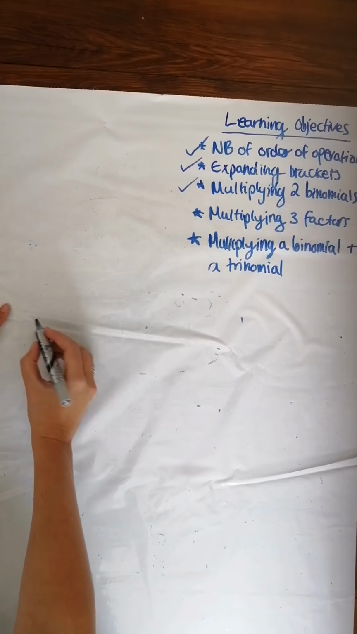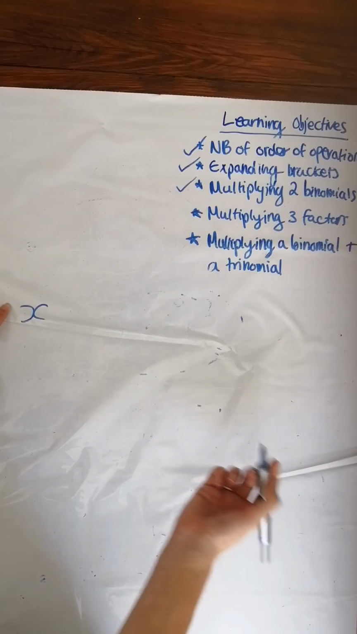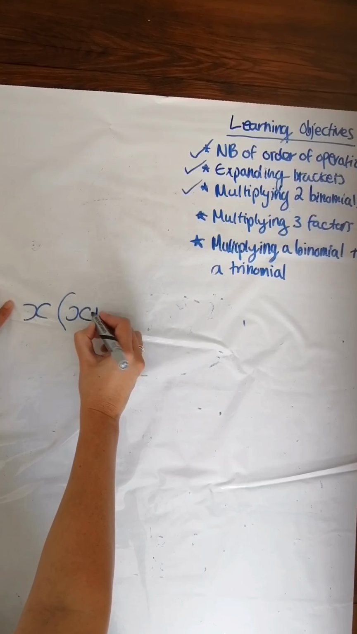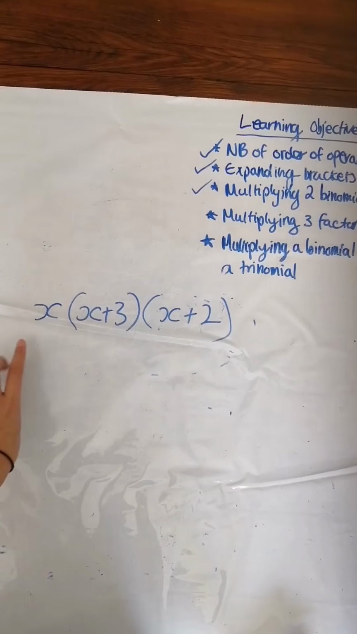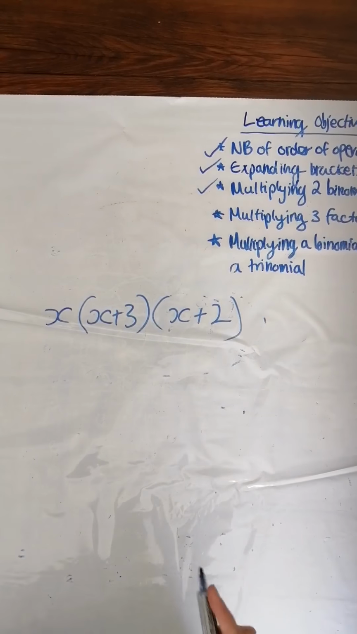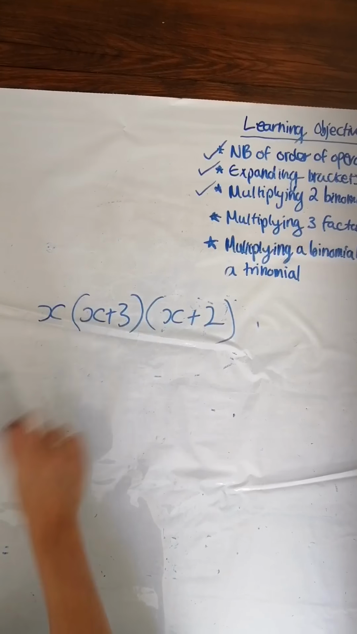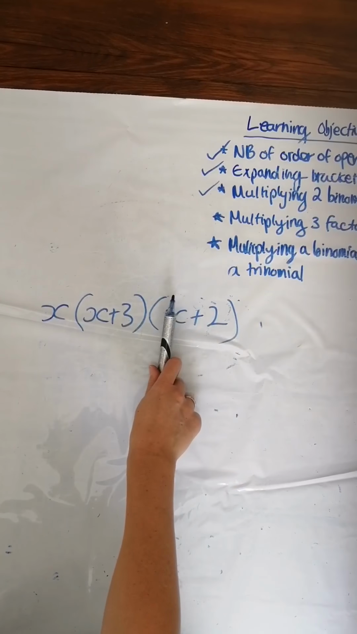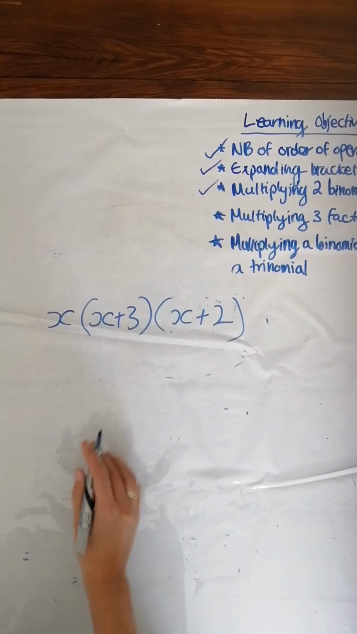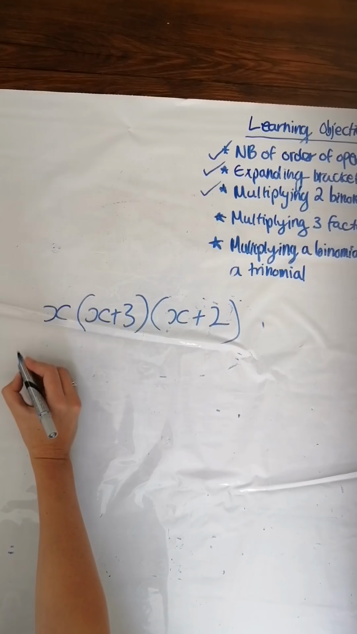All right, moving on to multiplying 3 factors. So let's use those same two binomials, but let's add an x on the outside of them. So we have two binomials, but then we also have an x. Now, it's important to remember that this x is not just being multiplied into this first binomial. It is being multiplied into both of them. So a good thing to do first is to multiply the two binomials first.